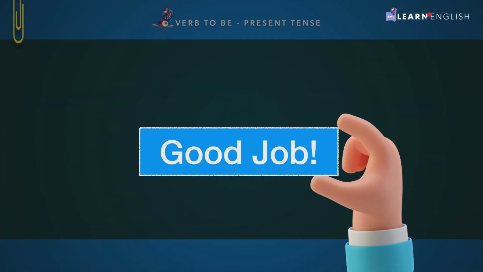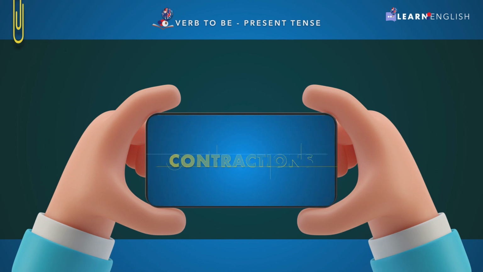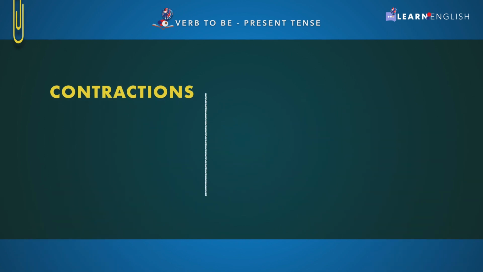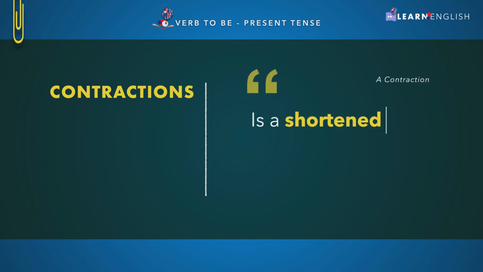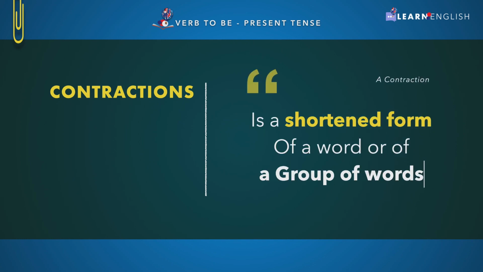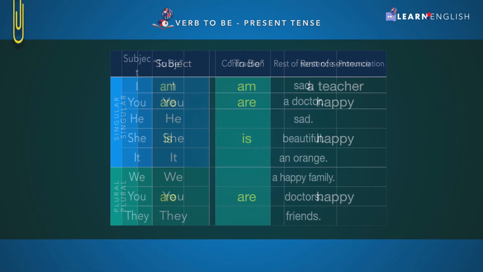Good job! And here we need to make a point. We need to introduce a basic concept in English. I am talking about contractions. To put it simply, a contraction is a shortened form of a word or of a group of words, such as in the case of I am.